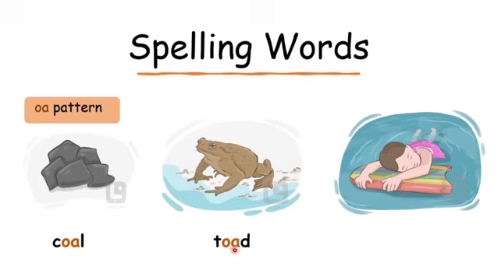Toad. Toad. Great job. What about this one? What is the spelling word here? Excellent. Float. Float. What about this one? Great job. Coast. Coast. The last one here for the OA pattern.